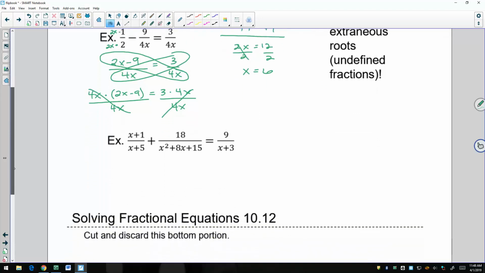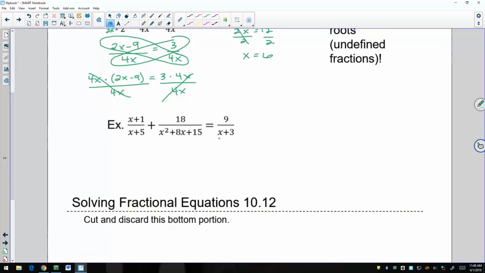The next one is not as nice, because look at these denominators. The first thing I'm going to do is put parentheses around anything that has a plus or minus, just so I remember that I can't cancel those out unless I can cancel out the whole parentheses. Then I should always be thinking I need to factor. So I'm going to factor this guy. He factors to be x plus 5 times x plus 3.